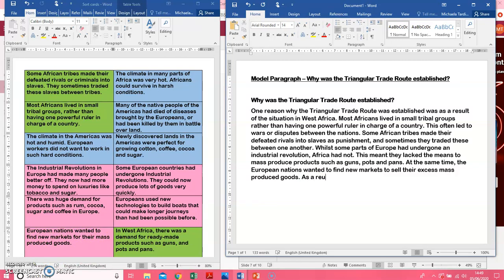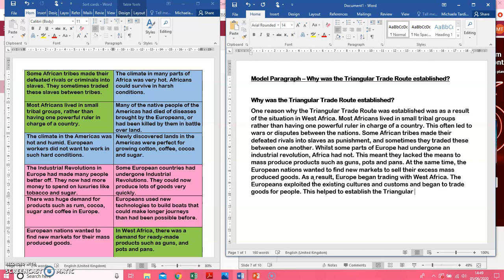As a result, Europe began trading with West Africa. The Europeans exploited the existing cultures and customs and began to trade goods for people. This helped to establish the triangular trade route because.